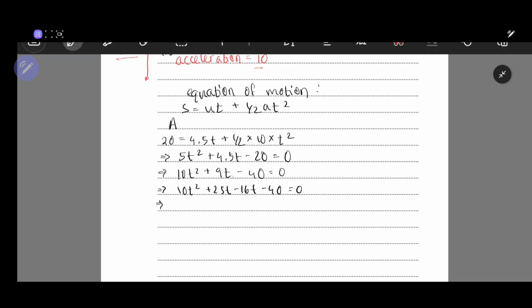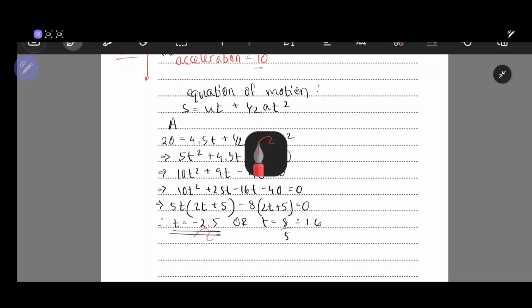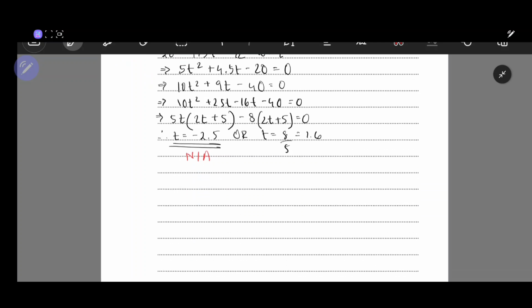Or let's just solve this question. 5t common, 2t plus 5 minus, let's take 8 common, so 2t plus 5 equals 0. Therefore t is equal to minus 2.5, or t is equal to minus 8 by 5, which is just 1.6. Now the time can never be negative, so minus 2.5 will not be an answer, so we can just write not applicable right here. And now we need to find for b.